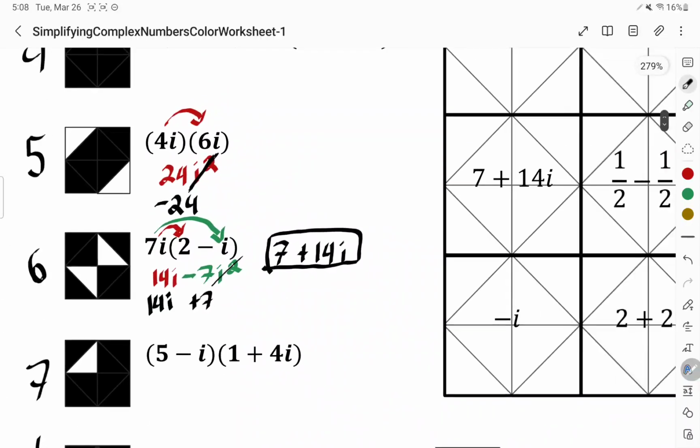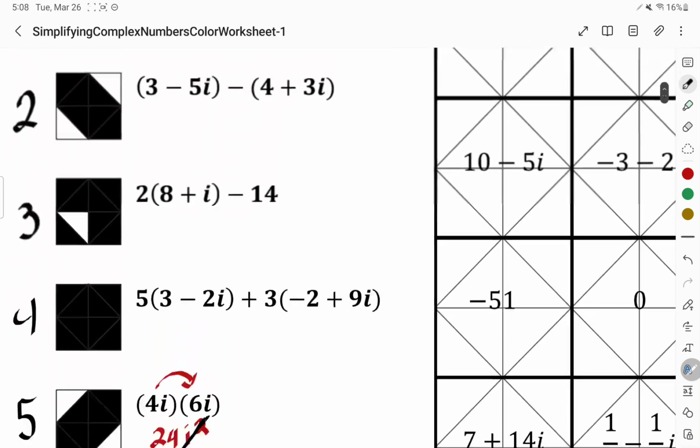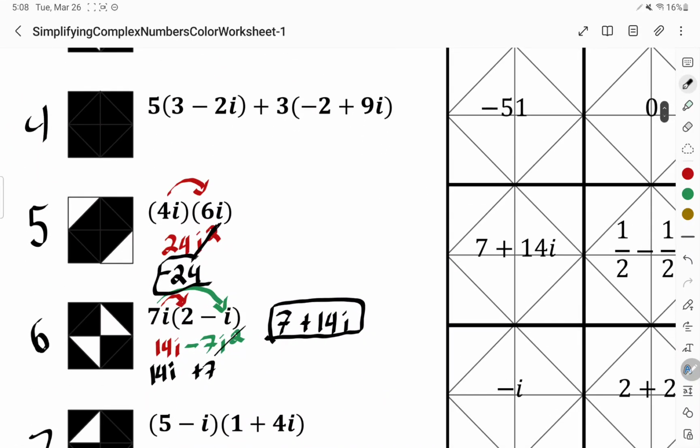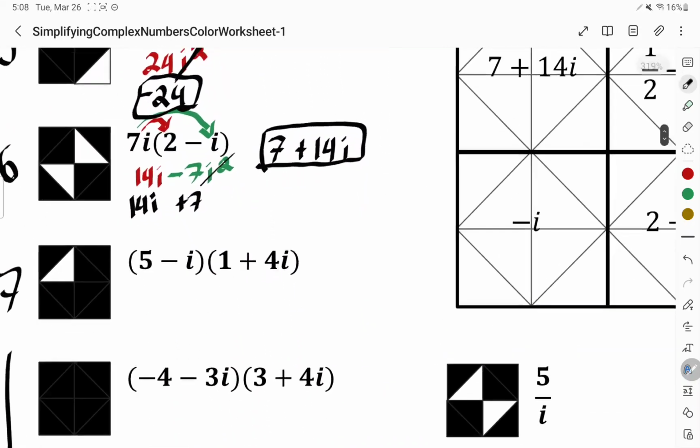You see, a lot of this stuff is really easy. It's literally just multiplying. There's no division in any of this.